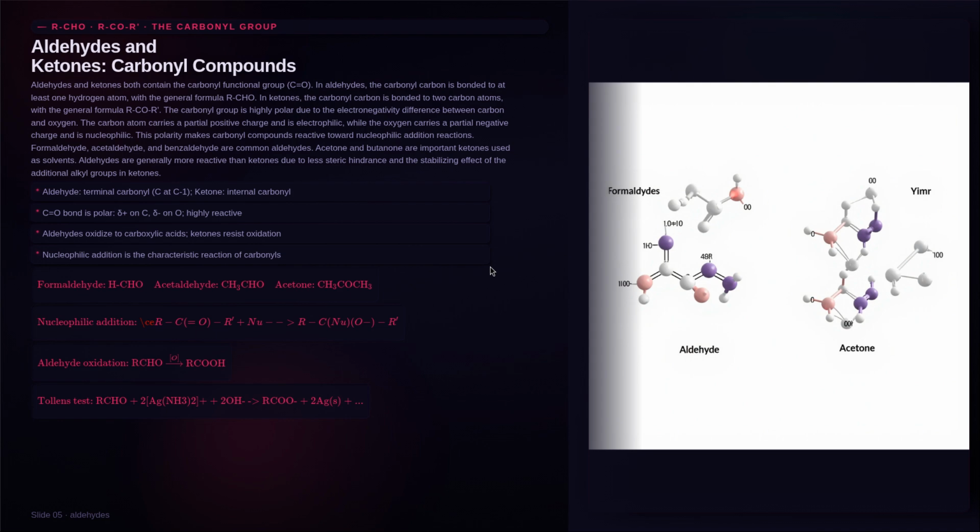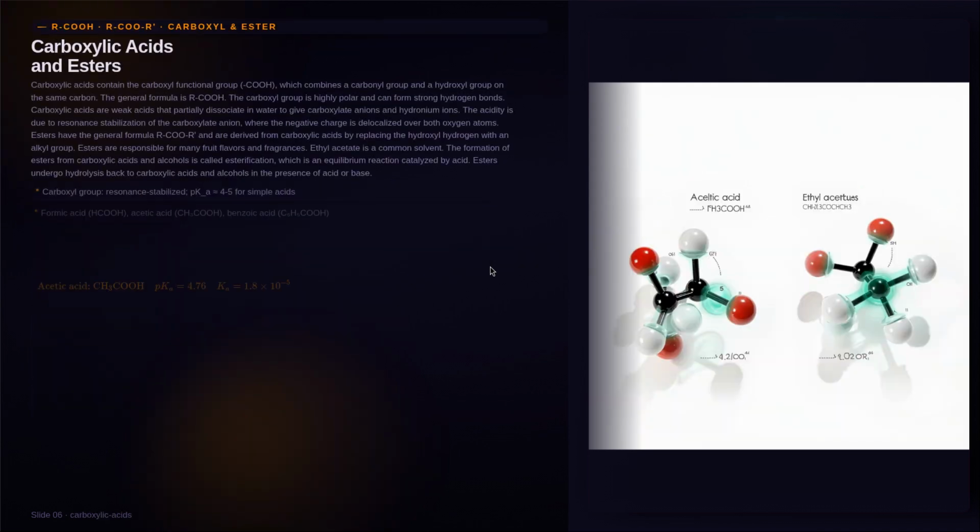The carbon carries a partial positive charge and is electrophilic, while the oxygen carries a partial negative charge and is nucleophilic. This polarity makes carbonyl compounds reactive toward nucleophilic addition reactions. Formaldehyde, acetaldehyde, and benzaldehyde are common aldehydes. Acetone and butanone are important ketones used as solvents. Aldehydes are generally more reactive than ketones due to less steric hindrance.